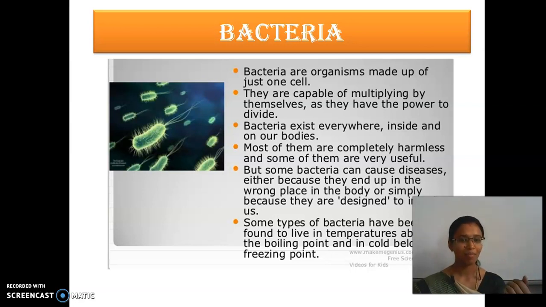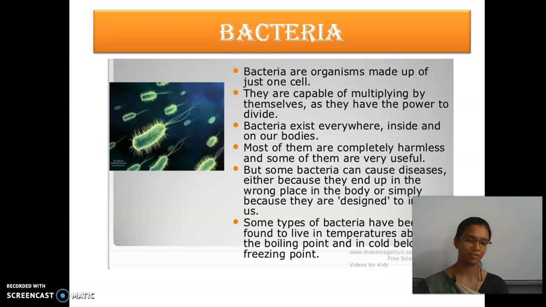But some bacteria can cause diseases. Most of them are useful but few can cause diseases. And some types of bacteria have been found to live in temperatures above the boiling point.